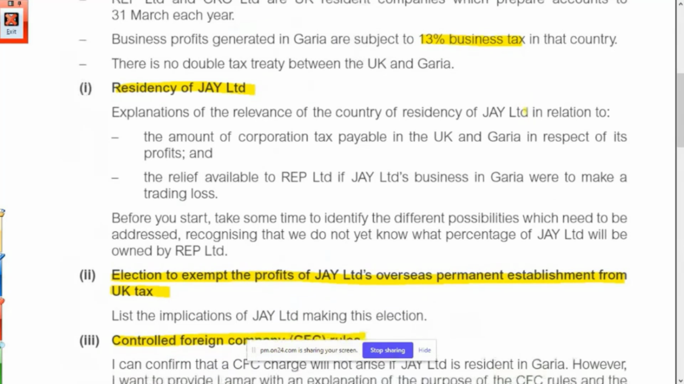Okay, so we need to say it might be 20%, it might be 30%, it might be profitable, it might be loss-making. What's the position in the UK? What's the position in Gary? So that is all complicated stuff to get one's head round, but we need to break it down and have a structure to fill in the different parts of our answer.